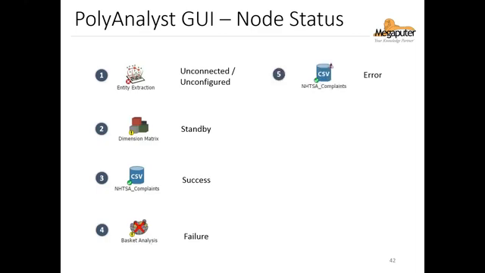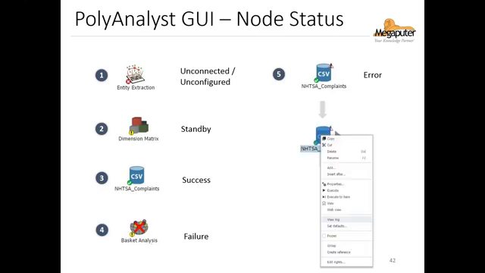And finally, we might see a node that has a triangle with an exclamation point at the top. This indicates that the node was successfully executed, but there were some errors that didn't cause the whole execution to fail. Those errors we can view in a log by right-clicking on the node and going to View Log. There's an option down in the middle called View Log that will show us what errors occurred that caused that triangle to appear.